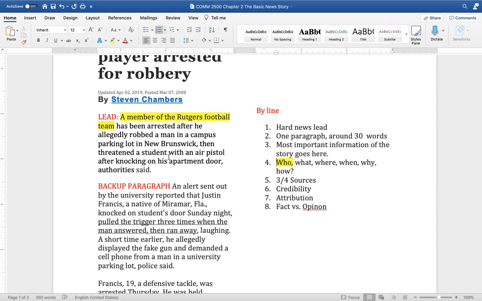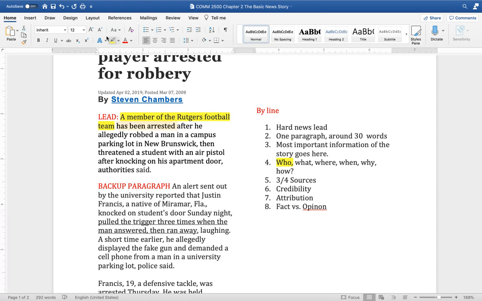Research has shown that writers generally have about 3 seconds to capture a reader's attention and to get them to stay with the story. And that's not a lot of time. That's like no time. And so your lead has to really have interesting and important information and be written in a way that would attract attention. So here we're starting with a member of the Rutgers football team. It answers the question, who? That is the most important information for this story.